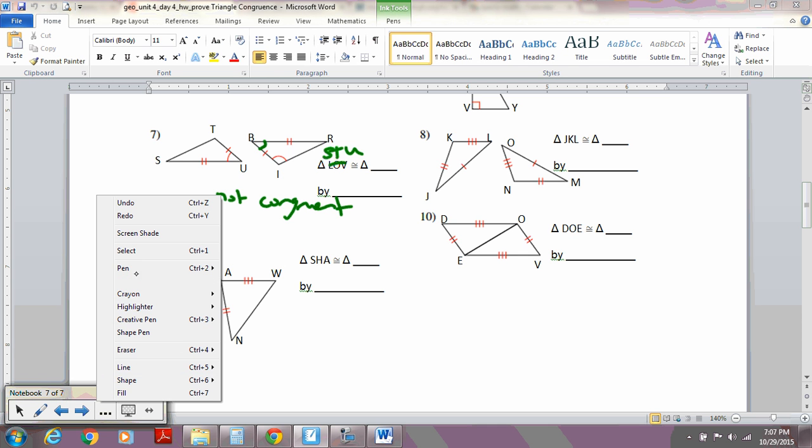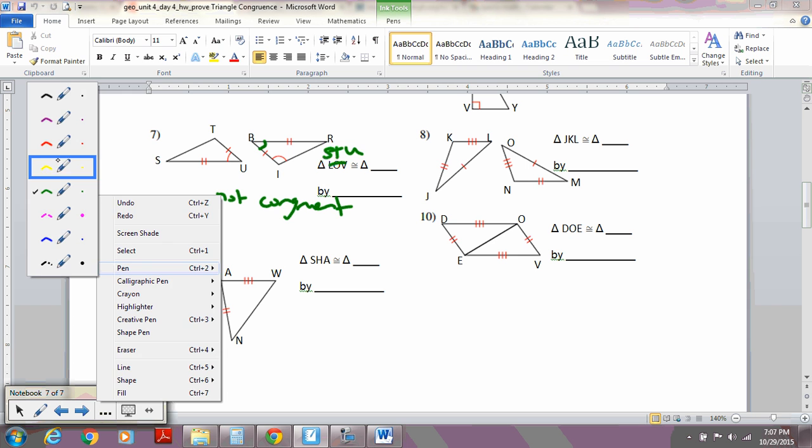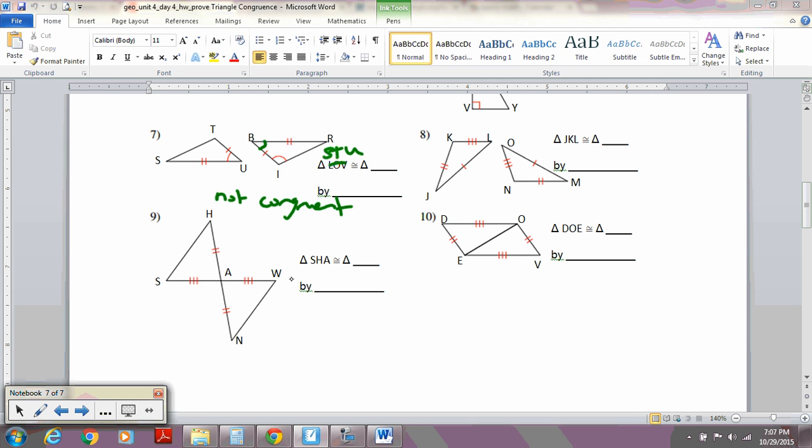All right, number 9. We have triangle SHA with two sides clearly marked. And this appears to be a bow tie situation. So you know that angle A here and angle A here are going to be both congruent. So you have two sides and an included angle. So it's going to be a side angle side most likely. So now we just need to name the triangle in the appropriate order.